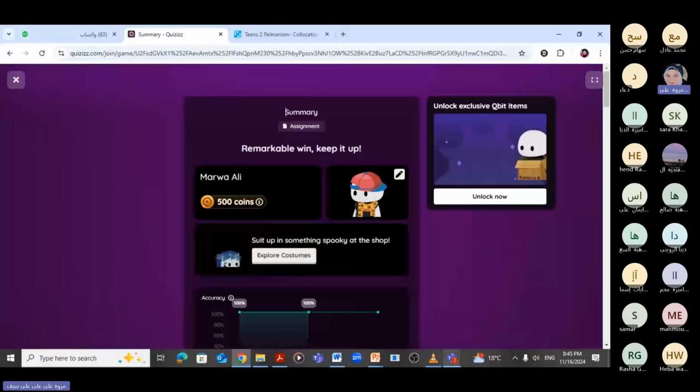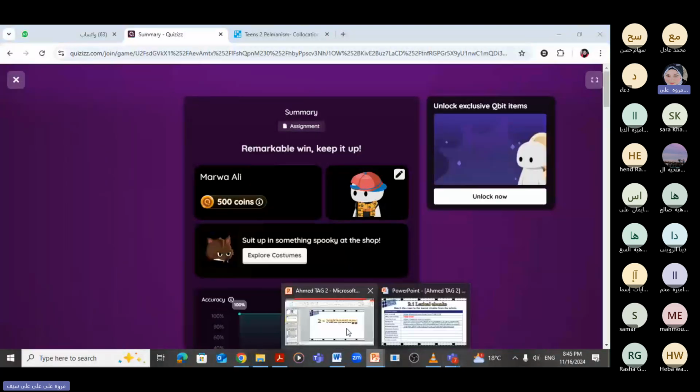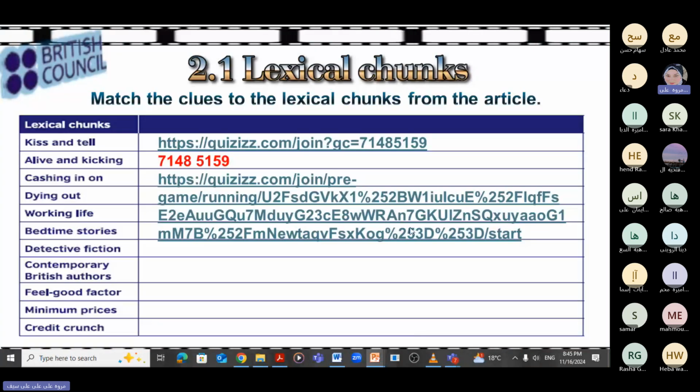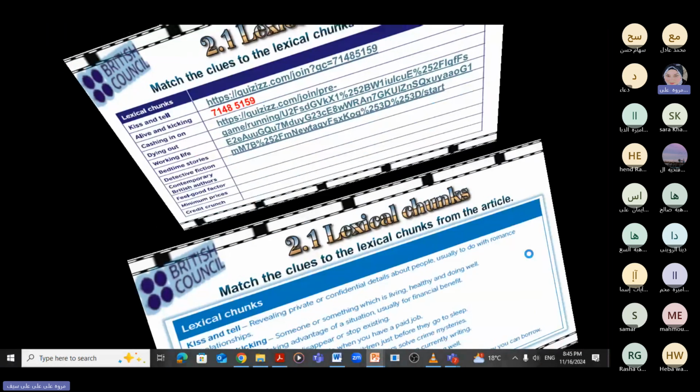Moving on back to the presentation. Digital tools are wow. They are really enjoyable. Okay, so this is our activity. Here are the possible answers.